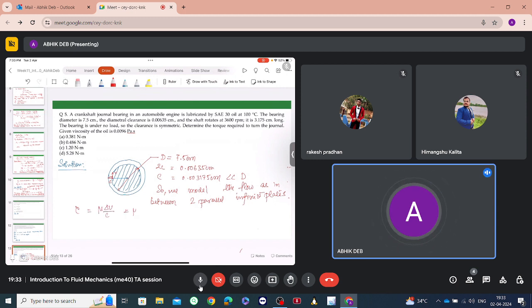So mu into v minus 0 by c, and mu into that is pi dn by 60c.